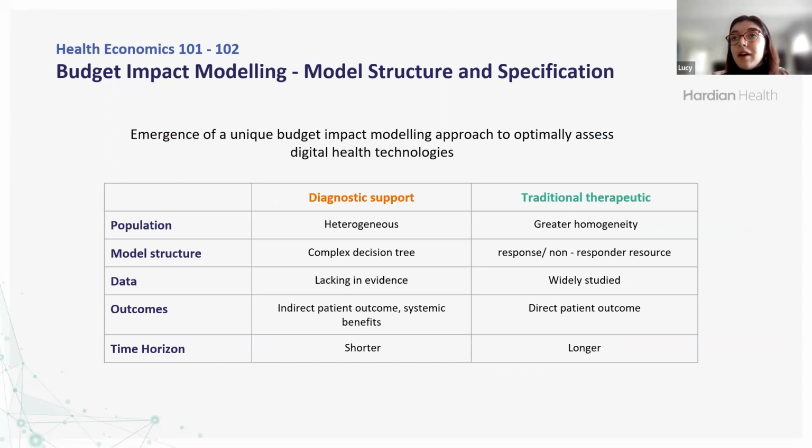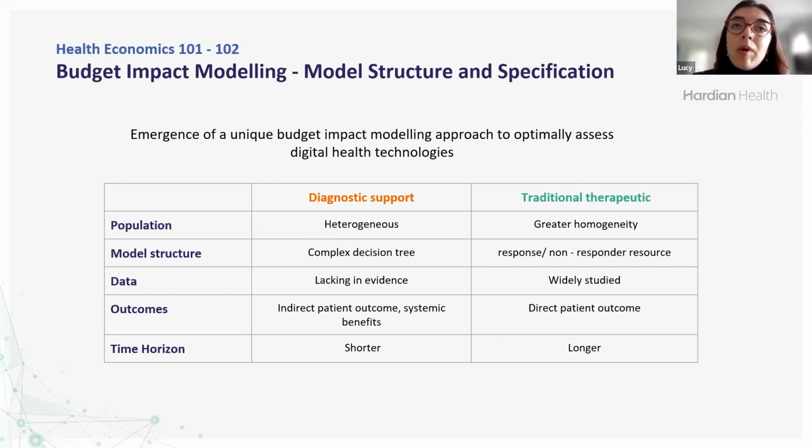And as I've said now quite a few times, the budget impact modeling methods that are set up for best practice are really for traditional therapeutics. But we're seeing the emergence of a new kind of budget impact modeling approach that we feel is optimally going to assess digital health technologies. And these are some of the differences that we are noticing in terms of the key model aspects.